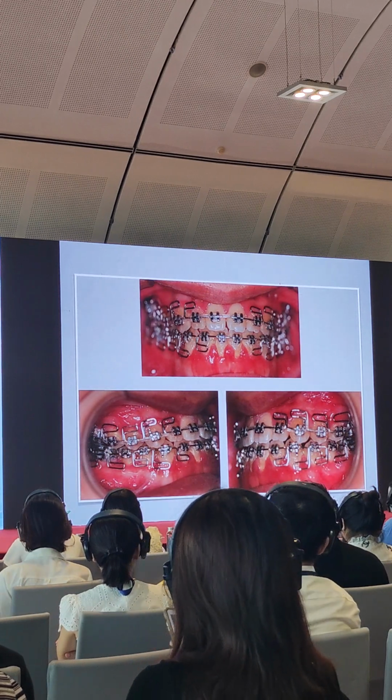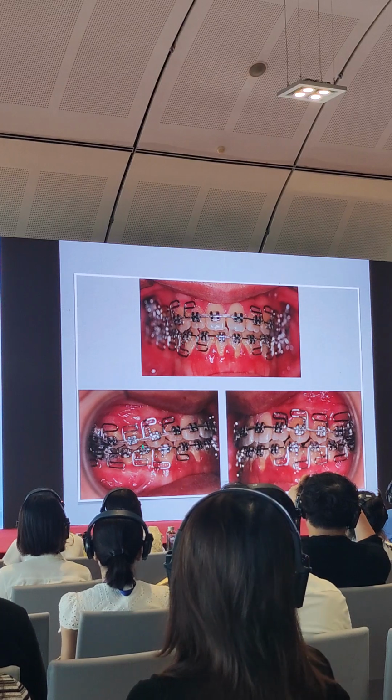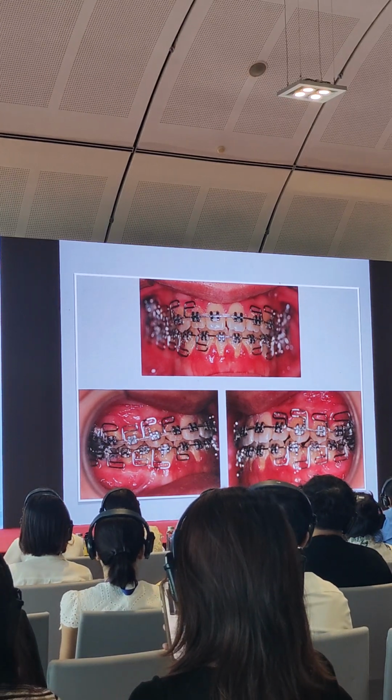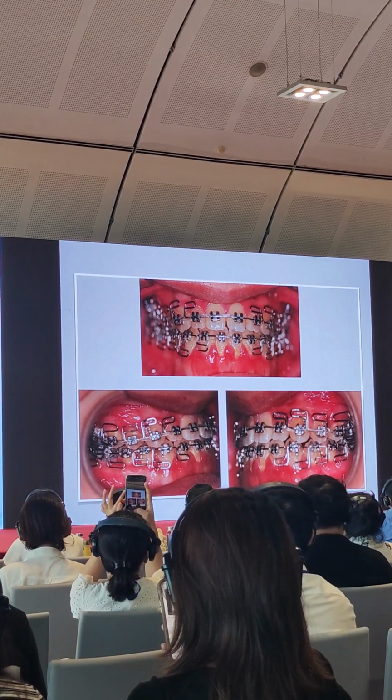After that, you'll be able to see the canines are now in class 1 on this side, but now it becomes class 2 because we use the class 3 vector. So now we have the positive overjet.